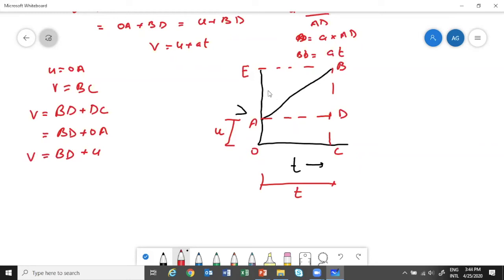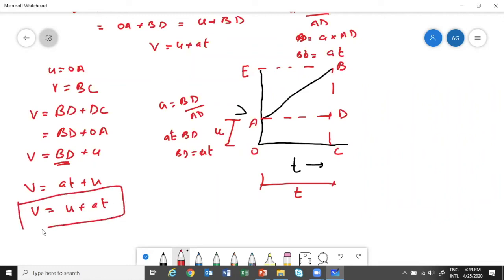When you calculate the slope, this is the slope, this is acceleration. So acceleration is BD by AD. AD means T. So BD equal to AT. Here we can substitute this value: AT plus U equal to V, or we can write it like that, U plus AT. Any doubt?